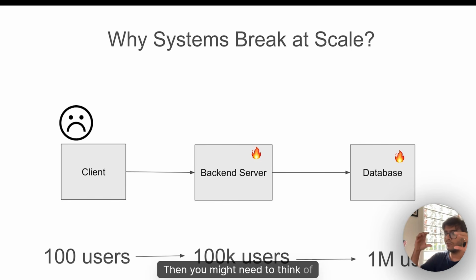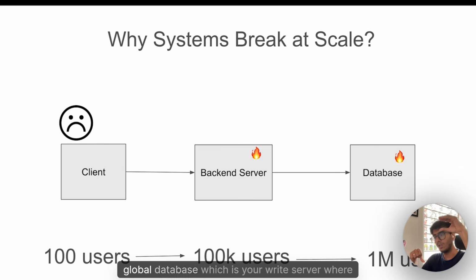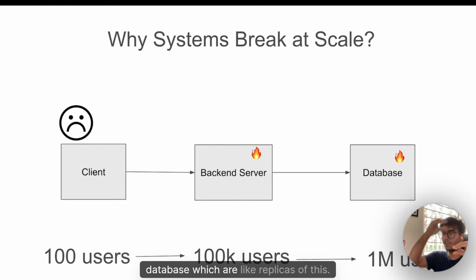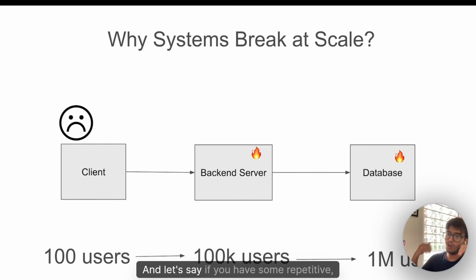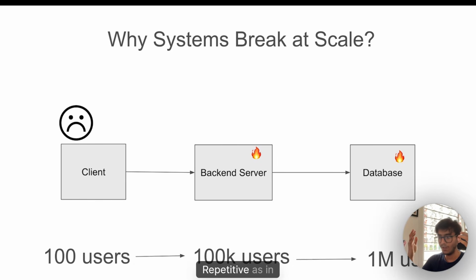Then you might need a global database, which is your write server, where you do all the writes, and you have multiple other databases which are replicas of this. This is called master-slave architecture, where one master database handles all the writes, and these writes get propagated to your read replicas, and all the read queries happen through these replicas, right? And if we have repetitive reads, where a particular request is coming a lot, you can cache that. Then the caching logic comes into the picture.